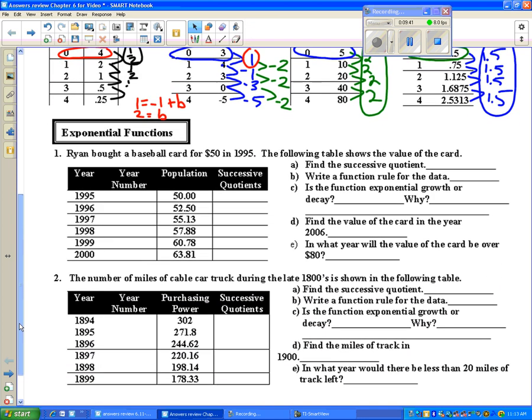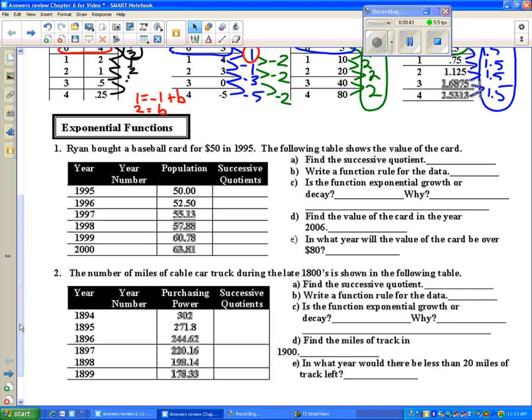All right. Exponential functions. Ryan bought a baseball card for $50 in 1995. The following table shows the value of the card. So this isn't population, this is actually value.